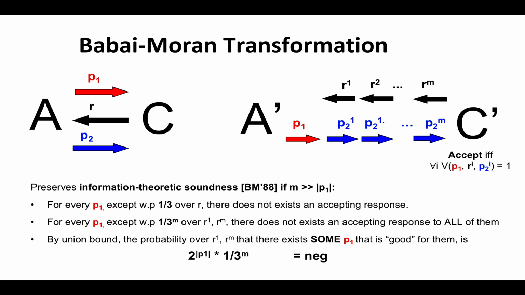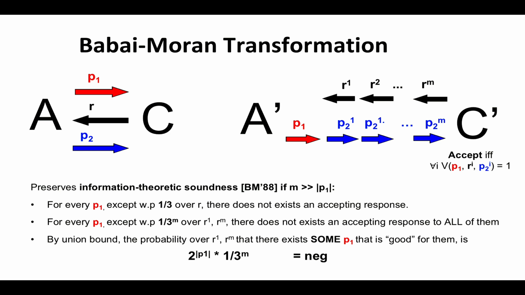Now the thing is, he can choose this message after seeing them. So that seems problematic. But the point is, he doesn't have that many choices, right? If the probability for every fixed one is 1/3 to the m, then even if he goes over all possible messages P1, the probability that one exists is, by the union bound, 2 to the number of possible P1s times that, which is very small. Okay. So what this says is that if you have something that is information-theoretically sound, then everything is great.